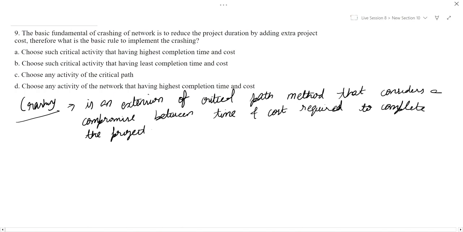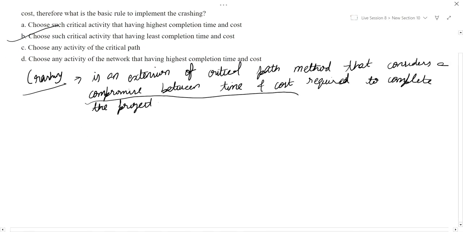So, according to the question, it is asking what is the basic rule to implement the crashing. So, the basic rule is such that it should have least completion time and cost. Okay, because we know that it needs to compromise between time and cost. So, the basic rule is we should choose such a critical activity that has least completion time and cost.